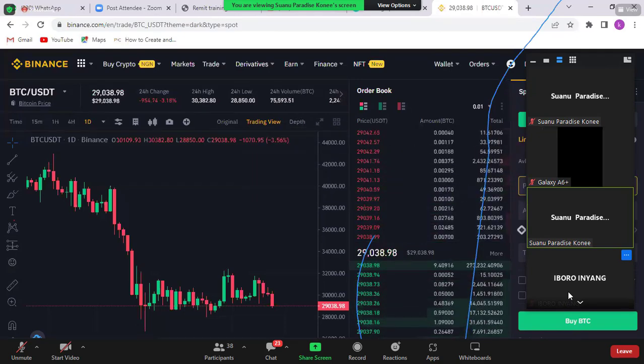Now let me demonstrate how a market order works. We have a market order, and we have a stop limit. Under stop limit, we have the trading stop loss, and then we have the OCO order.